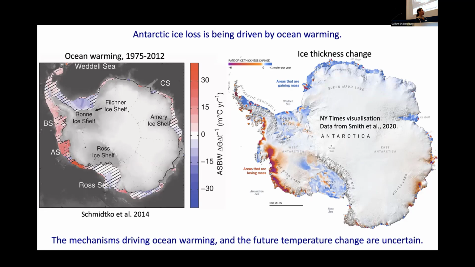And also, we don't know how the ocean temperature is going to change in the future around Antarctica, partly because when we try and model it, which I guess is our way of projecting, we need to resolve all these processes that I just showed on the previous slide, and that's difficult.